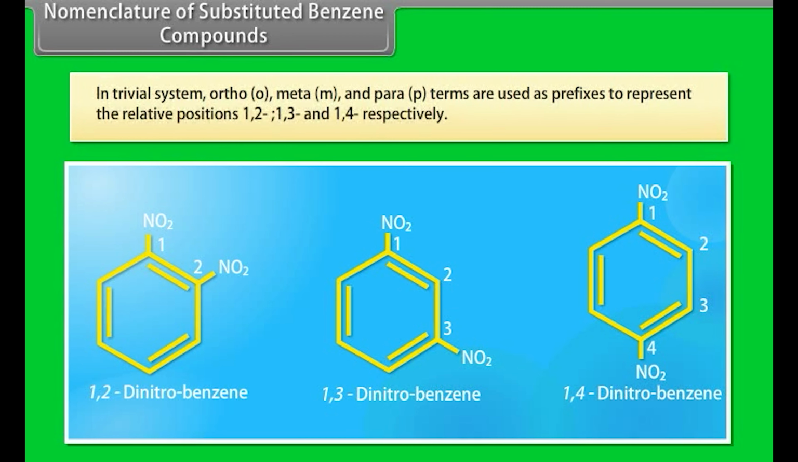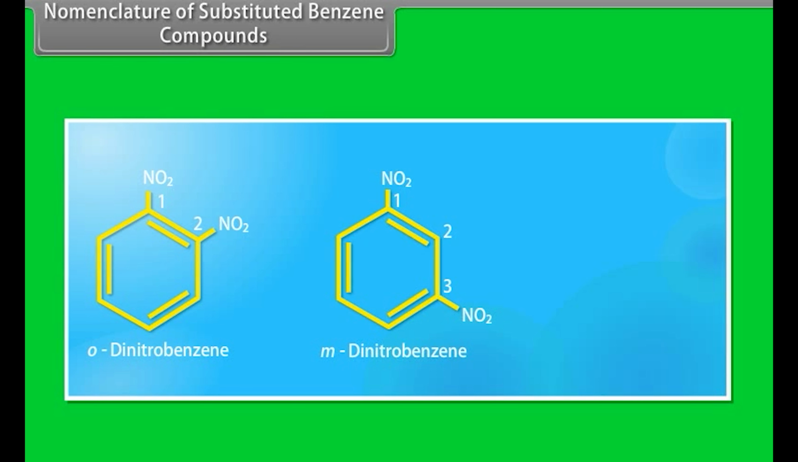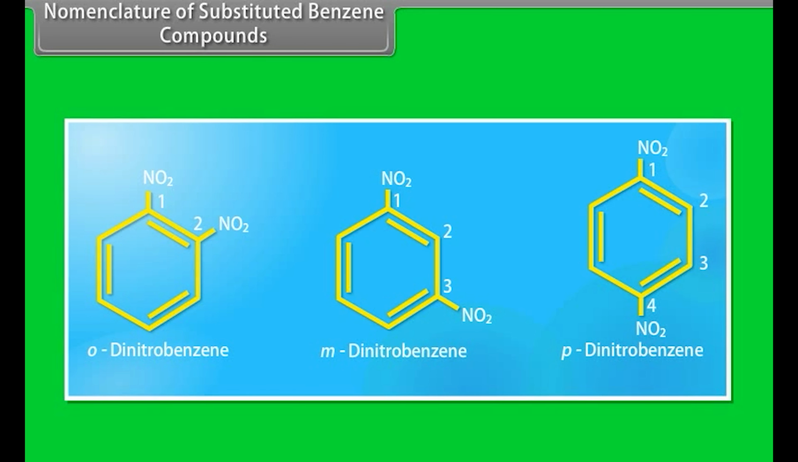1,4-dinitrobenzene. In trivial system, ortho (o), meta (m), and para (p) terms are used as prefixes to represent the relative positions 1,2, 1,3, and 1,4 respectively. For example, ortho-dinitrobenzene, meta-dinitrobenzene, para-dinitrobenzene.